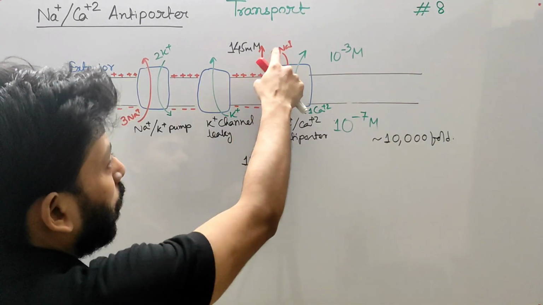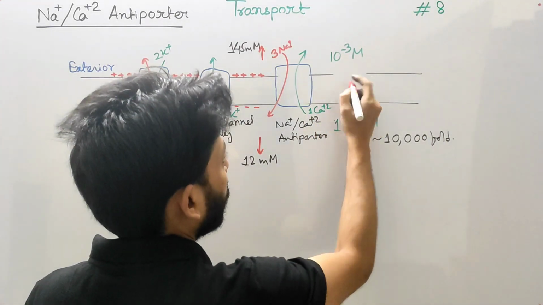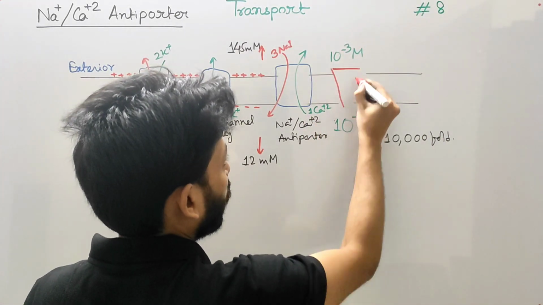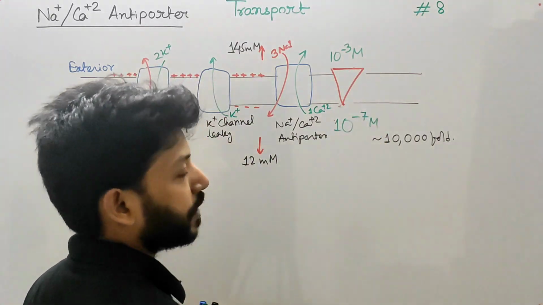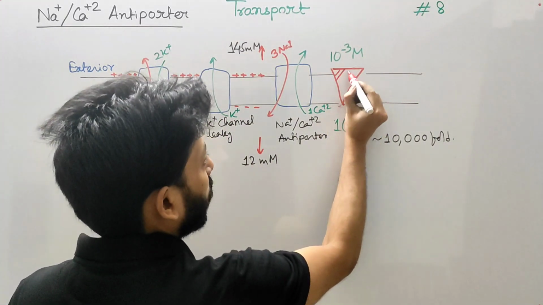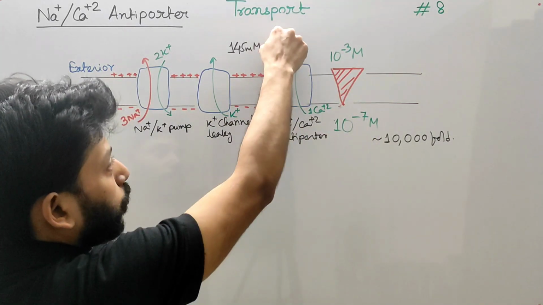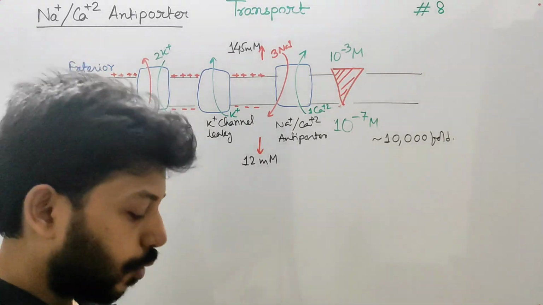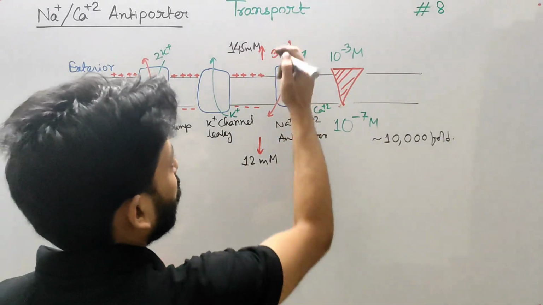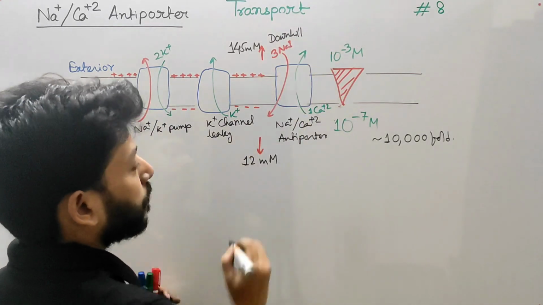In the case of sodium, it shows the downhill movement because the chemical concentration gradient looks like this. If I draw the triangle, the base will be the outside and the tip will be inside, because the sodium concentration outside is more. So the sodium is moving from higher concentration to lower concentration. That's why it is downhill movement. So I can write, sodium shows the downhill movement.